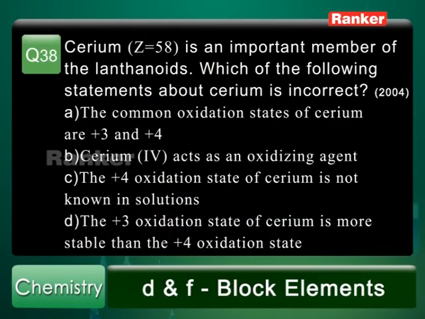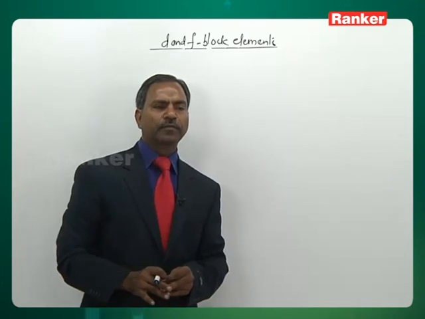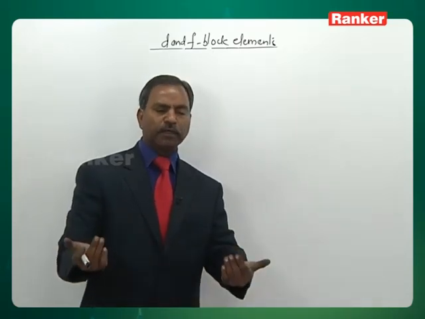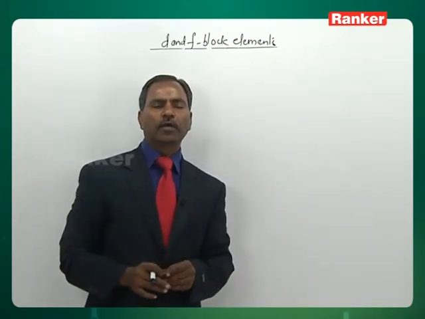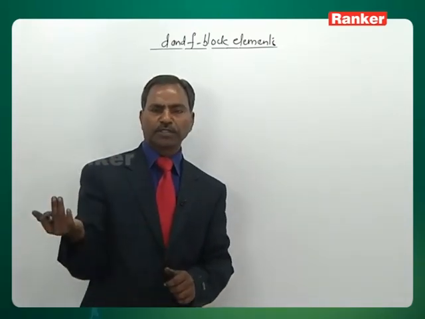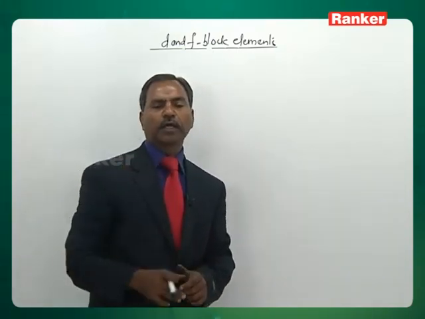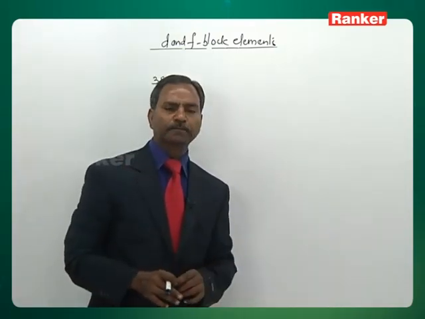Coming to option B, cerium +4 acts as an oxidizing agent. Yes, cerium +4 acts as an oxidizing agent because it has a tendency to take electrons. In comparison to the +4 oxidation state, it often exhibits +3 also, therefore it has the tendency to take an electron. Yes, it acts as an oxidizing agent.